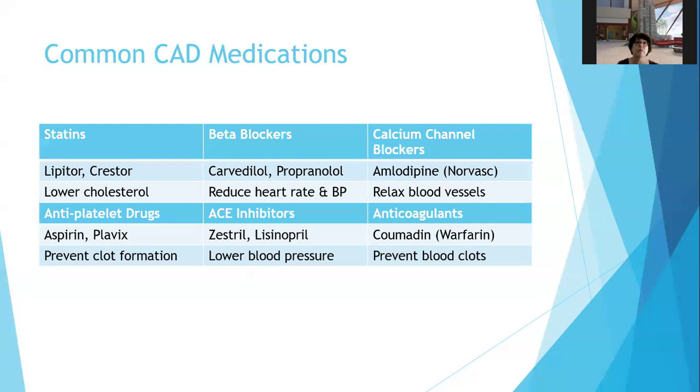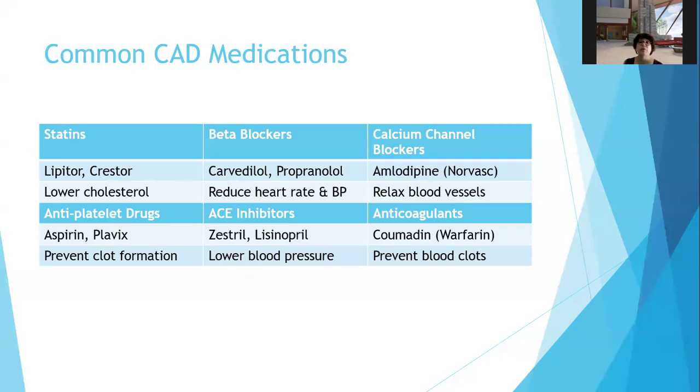So common coronary artery disease medications include statins, which usually end in -OR, like Lipitor or Crestor, and they are cholesterol lowering drugs. Antiplatelet drugs, which prevent clots forming. So sometimes it's just low dose baby aspirin, 81 milligrams once a day. Plavix prevents platelets from clumping together. Beta blockers, they reduce the heart rate and blood pressure. So they can be used for heart failure. They can also be used for coronary artery disease, and they end in -OL.